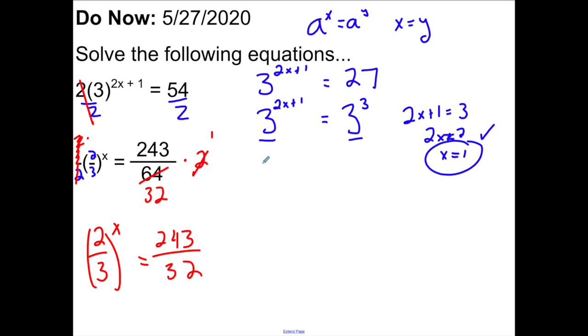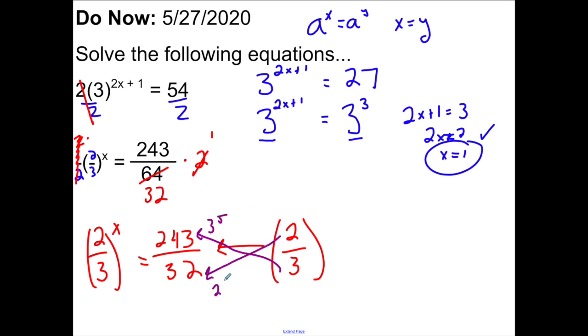Now, if you know your powers of 2, what you know is that these are actually kind of crisscrossed. I'll show you what I mean. My goal is to write the right-hand side as a power of 2/3. Because if I can get these bases equal, I can just bring the exponents down, solve for x, and I'm good. Okay, so here's the issue. 243, this is 3 to the 5th. And 32, that's 2 to the 5th. So basically, I've got these crisscrossed.